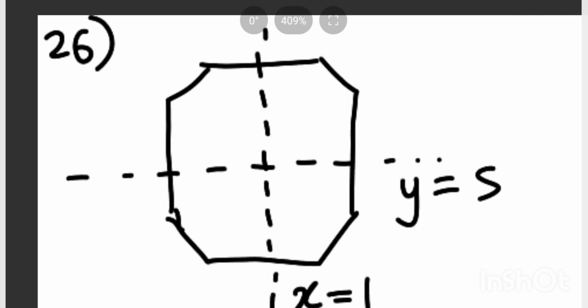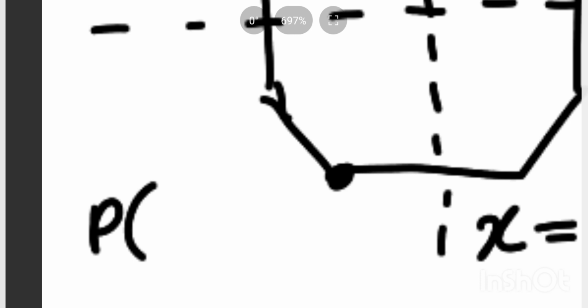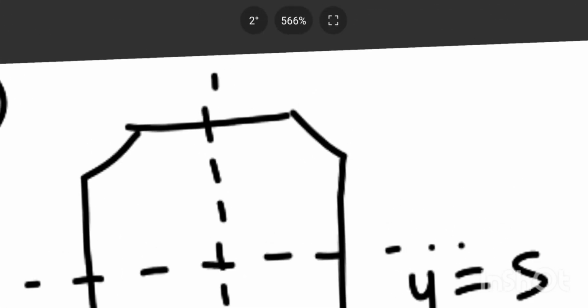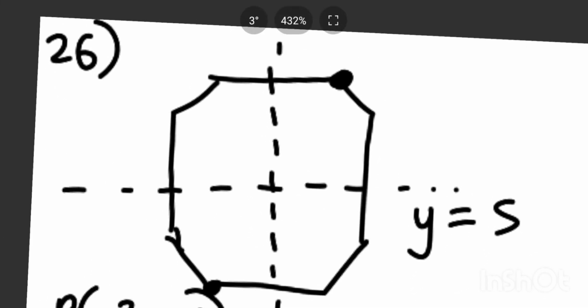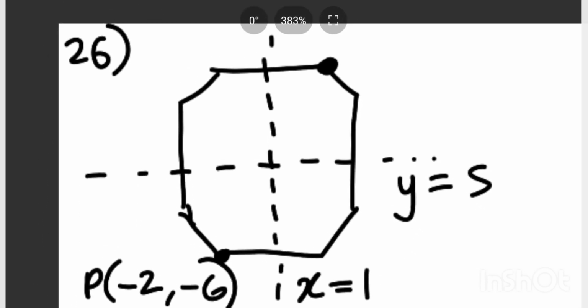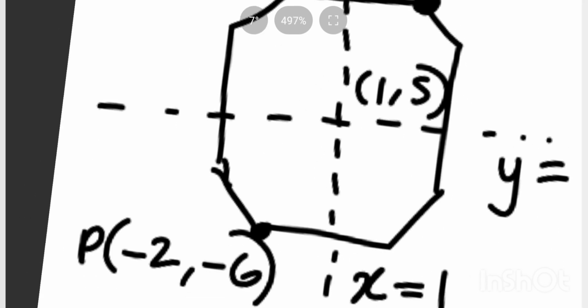And we're given the coordinates of P are -2, -6, and we need to work out Q, which is there. We can work out the center of this octagon because it's where the two lines of symmetry meet. So the coordinates of the center is 1, 5. x equals 1, y equals 5.